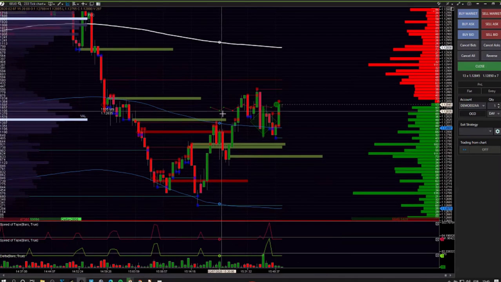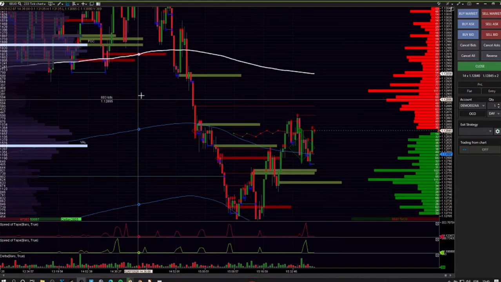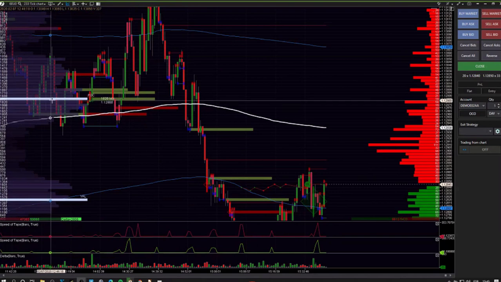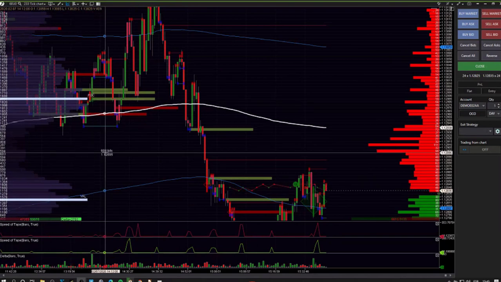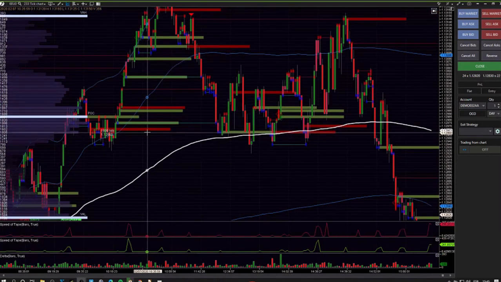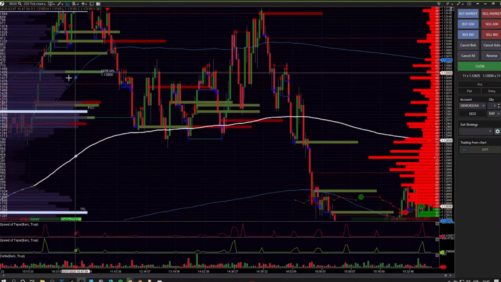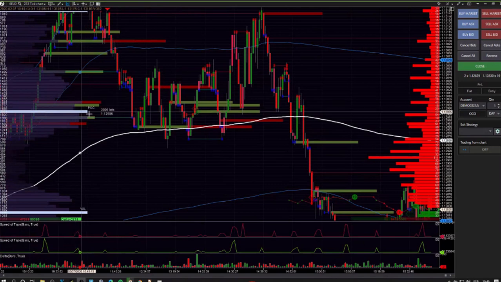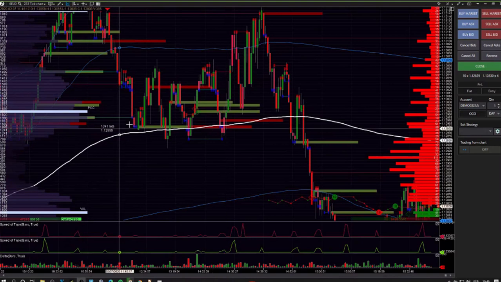So the first thing I do every day is to look at the point of control, because point of control is where the most trading activity happens during the session. So I can see where the traders agreed to have more entries. That's important because it's a price area that I can look for opportunities, depending on how the market is behaving during the day.